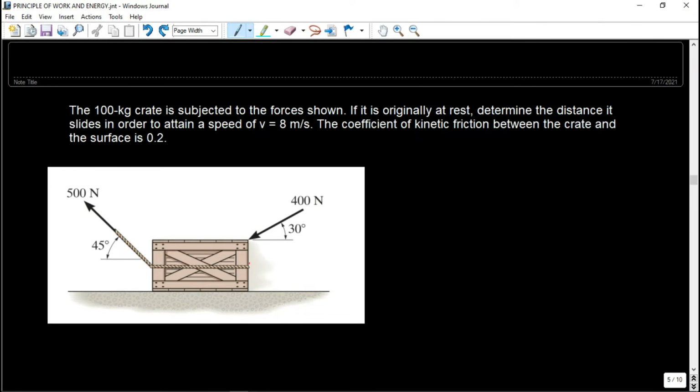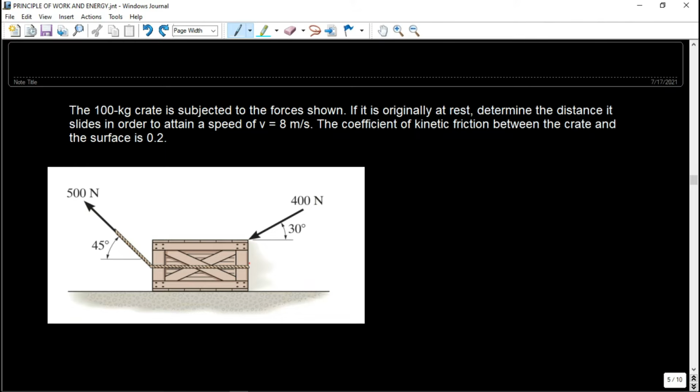Okay, so in this problem we have the 100 kilogram crate subjected to the force shown. If it is originally at rest, determine the distance it slides in order to attain a speed of 8 meters per second. And the coefficient of kinetic friction between the crate and the surface is 0.2.